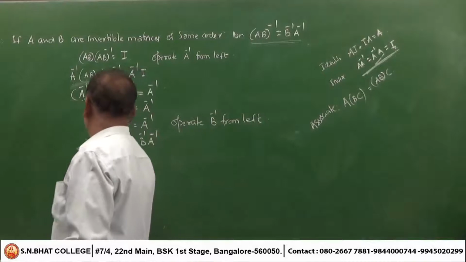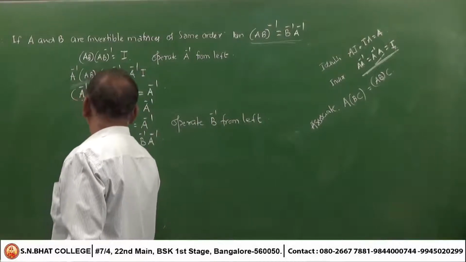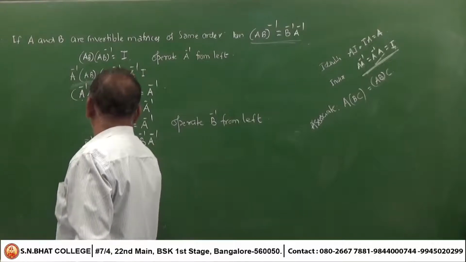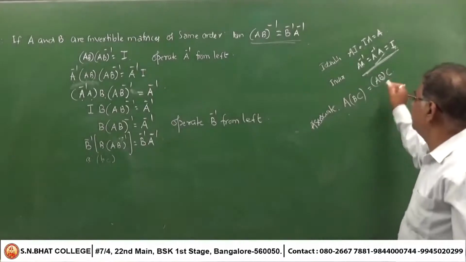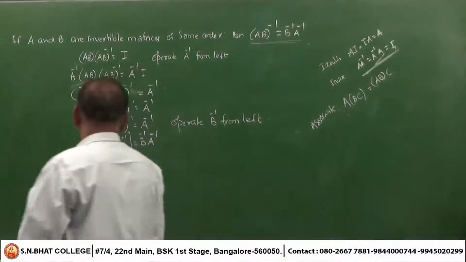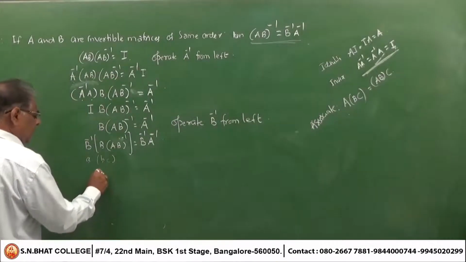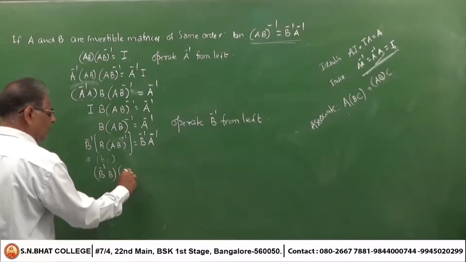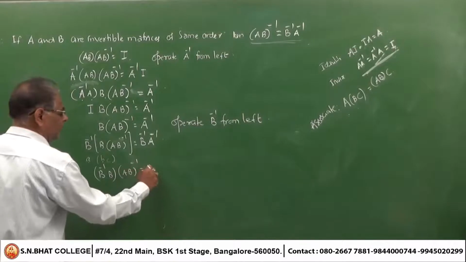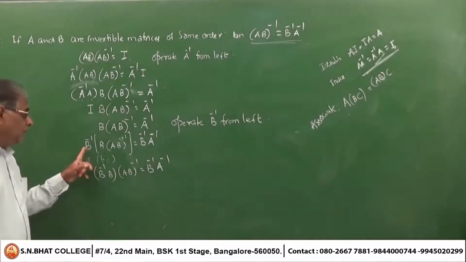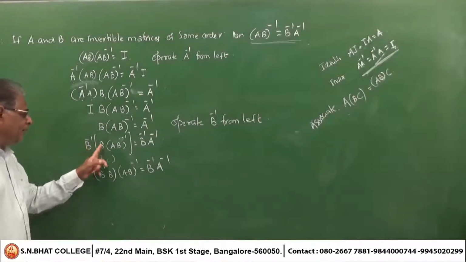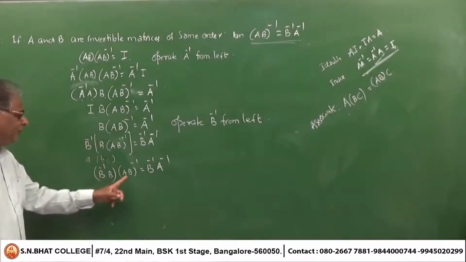Now again this is A, this is B, this is C. Apply the associative property. A into BC is AB into C. This is B inverse into B into AB whole inverse, which is equal to B inverse A inverse.